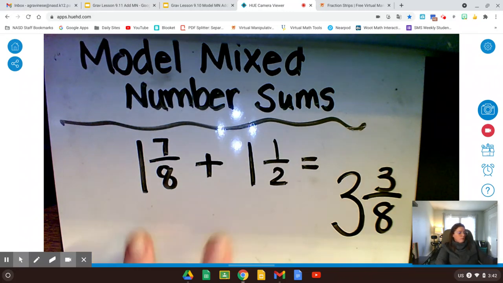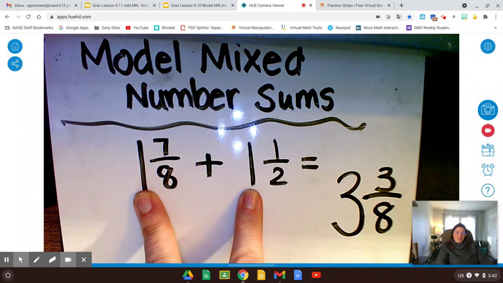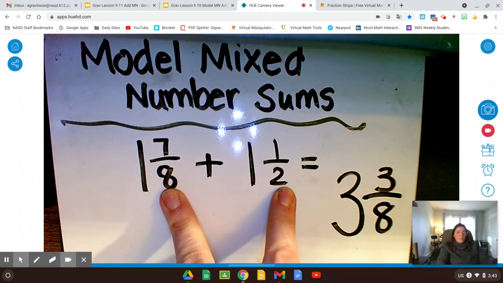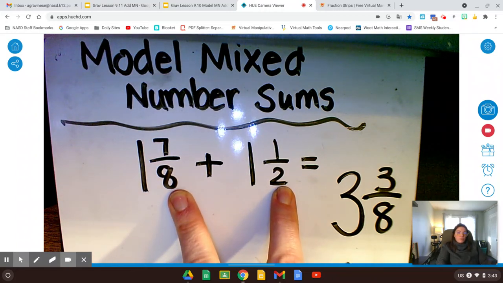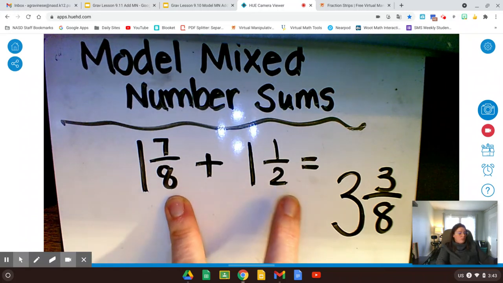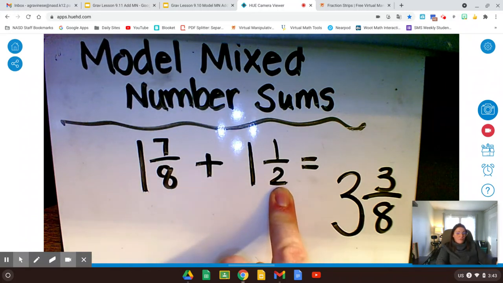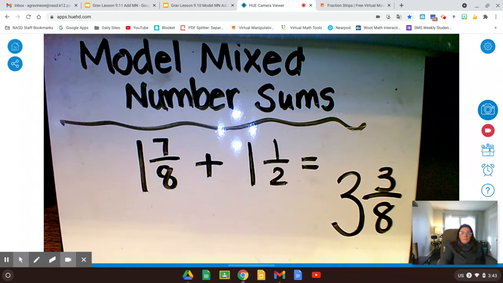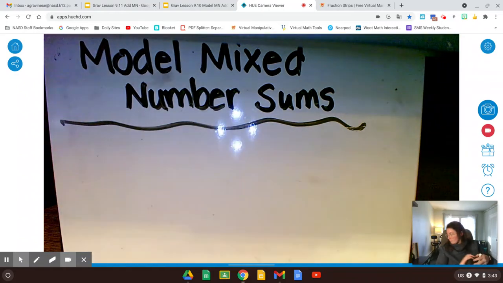Now you might look at this and say, well, what? We're adding 1 and 1. Why are we getting 3? Well, that's because, remember when I combined my fractions, we ended up making another whole. And that's because if you add 7 eighths and another half, it's more than a whole. And that's why we bumped up to a 3. Let's do one more modeling example.